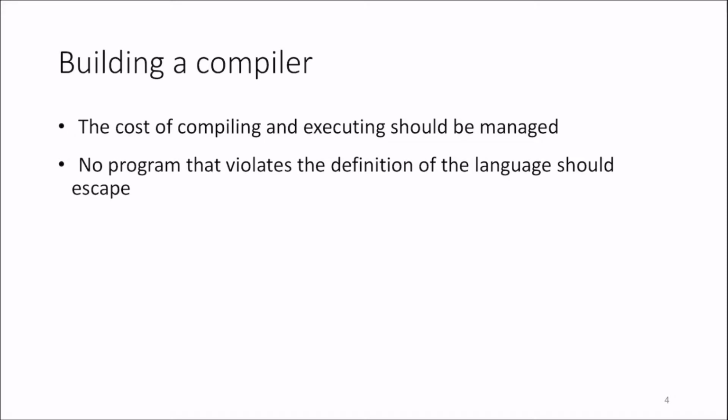So no program that is invalid according to the programming language specification should be passed through the compiler and succeed. And the converse is also true. If it's a valid program, then you shouldn't reject it, because that's very frustrating. A programmer writes a program, sends it to the compiler, and the programmer knows it's a valid program because they've studied the language specification, but the compiler says there's an error. That can be very frustrating.